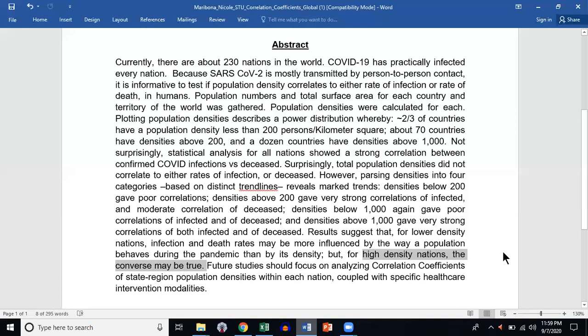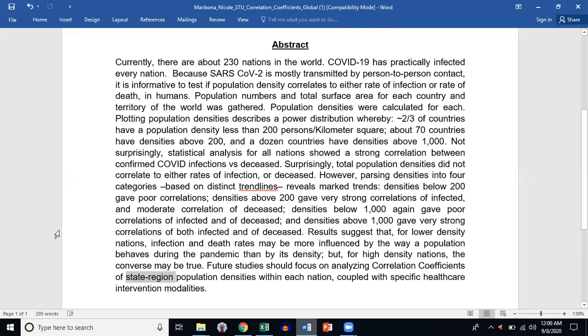In other words, they may be more influenced by the actual density of the population than the particular behavior that they're exhibiting during the pandemic. And then finally, the last sentence here is that future studies should try to zero in on each country, because these are population densities at the level of the whole country. However, we cannot expect whole countries to be homogeneous in their population. Rather, the distribution is going to be heterogeneous, meaning that typically people cluster in large cities, large urban areas, and therefore the suggestion is to look at these correlation coefficients again at the level of state or region.